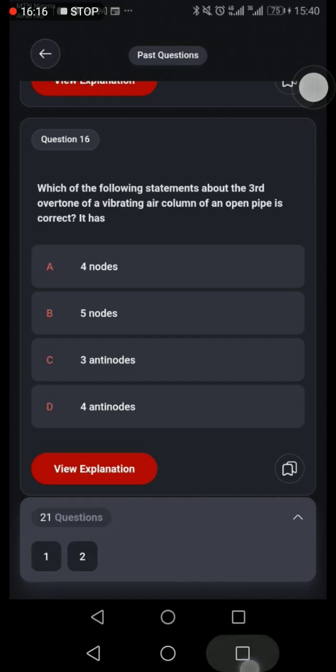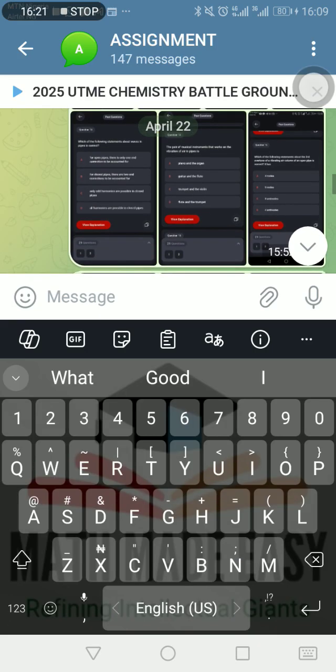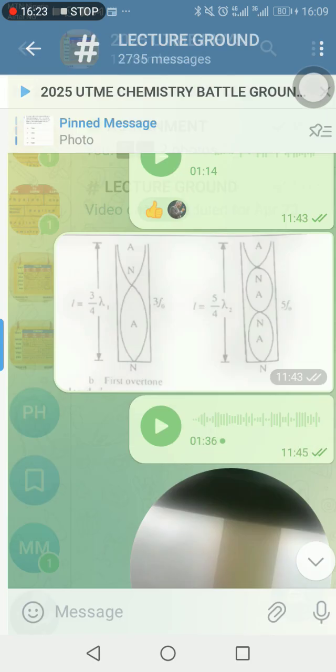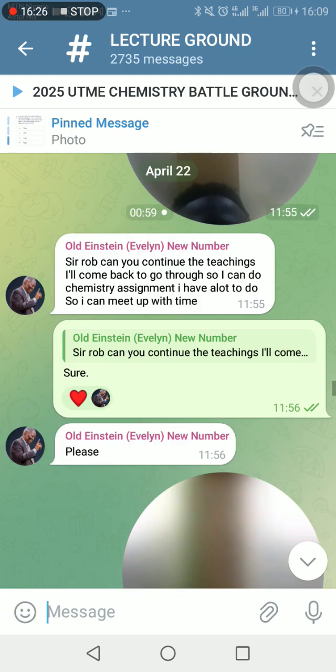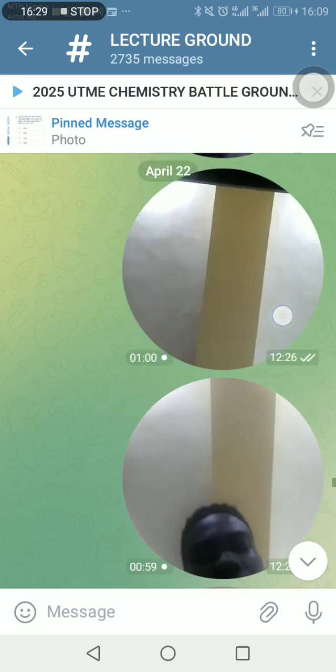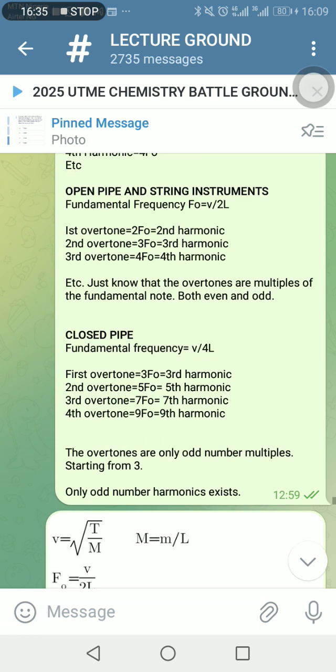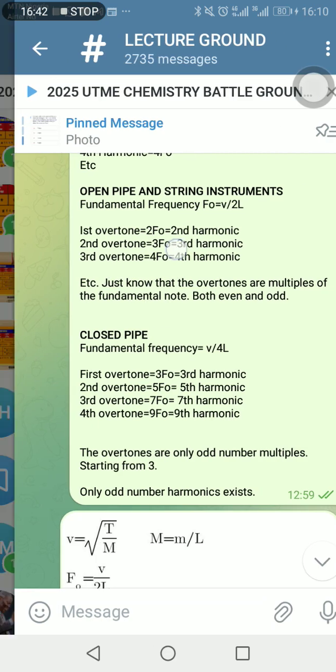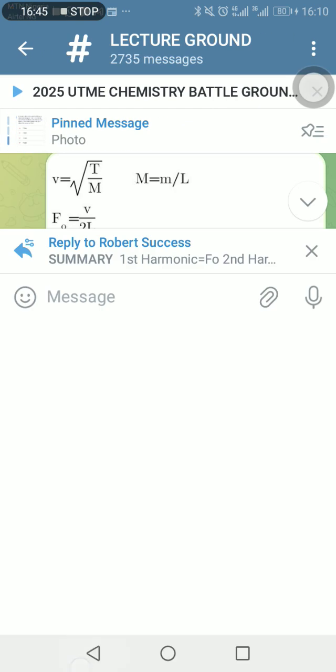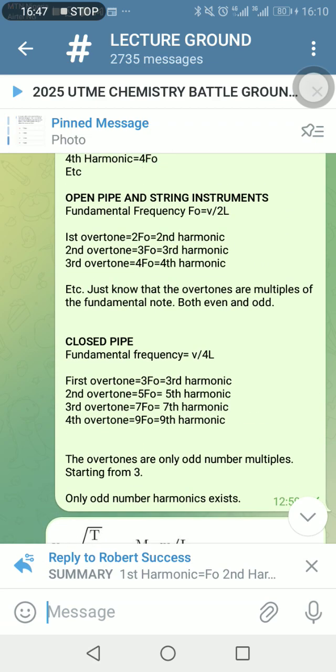Now let's check what I sent on the group. See the summary I dropped on the group when I was teaching all these things. After all the videos I sent, I gave a summary. For an open pipe, your first overtone is twice the frequency. Your second overtone is 3 times the frequency. Your third overtone is 4 times the frequency. That's your fourth harmonic, and so on. That's how an open pipe works.